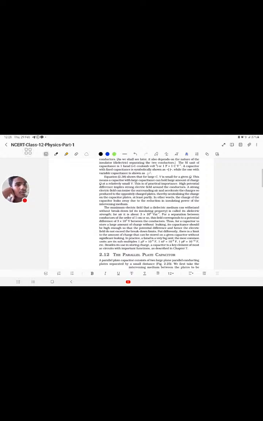High potential difference implies a strong electric field around the conductors. A strong electric field can ionize the surrounding air and accelerate the charges so produced toward the oppositely charged plate, thereby neutralizing the charge on a capacitor at least partly. In other words, the charge of the capacitor leaks away due to the reduction in insulating power of the intervening medium.